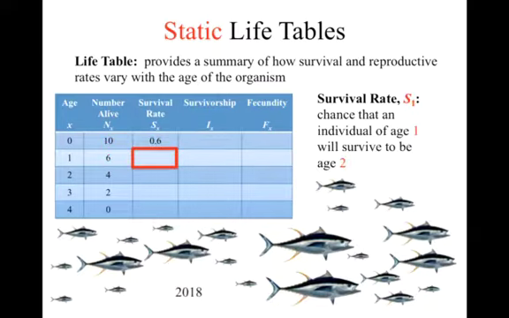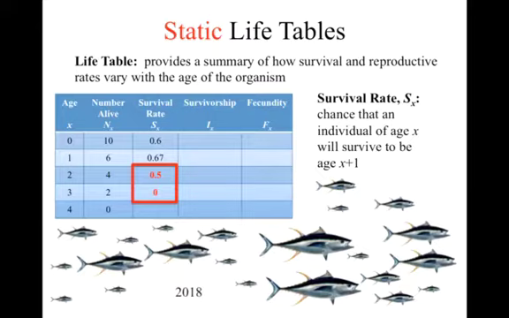If I then look at my year 1 survival rate, that's the chance that an individual of age 1 will survive to be age 2. So I had 6 year 1 fish, but only 4 year 2 fish. So in that case, my survival rate would be 4/6, or about 67%. And again, you can go on and fill out the table, just like you did before. I'll let you try that. You should get these numbers.